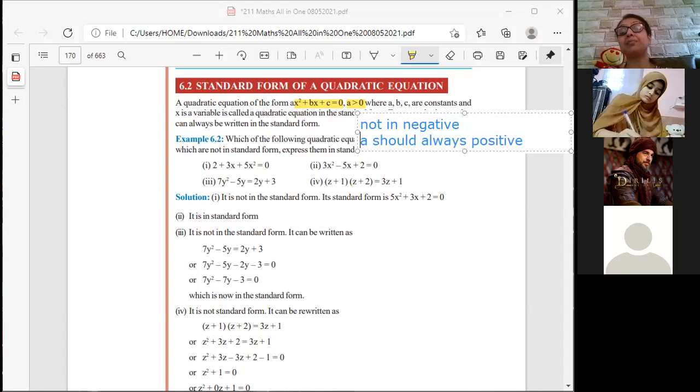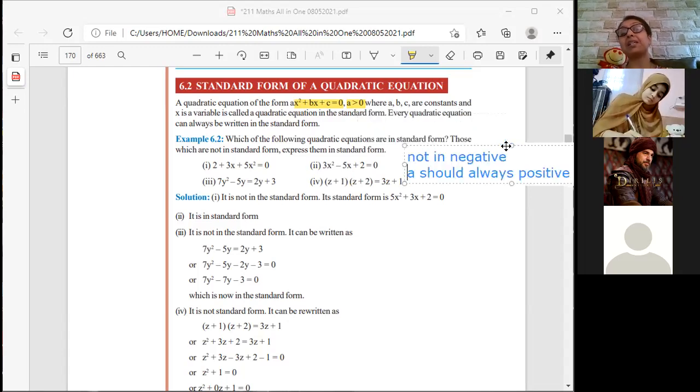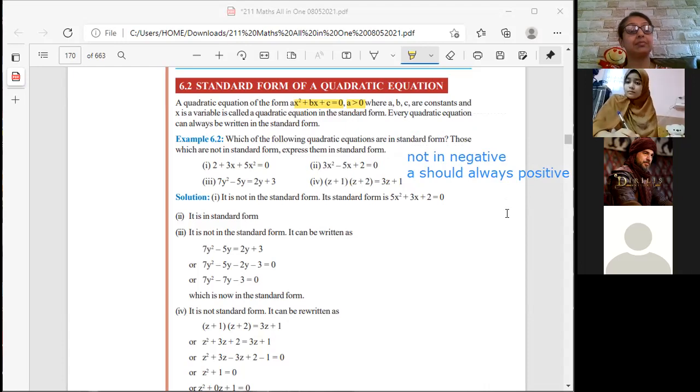Got it very well? A greater than zero, what does it mean? A, B, C are constants. Constants means numbers. X is variable. Variable means alphabet. Very clear? Can we go to the next one?